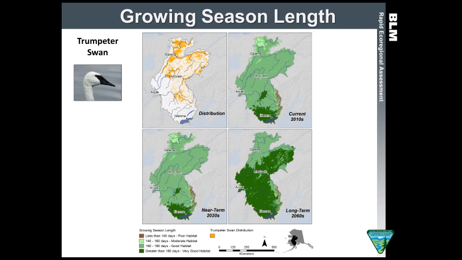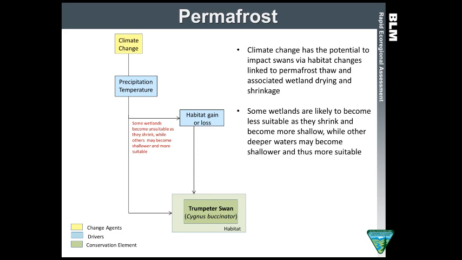And this is the graphic that I showed you yesterday, and we had a real good discussion, and I appreciate all the points that you brought up. But one of the questions while we were talking about this graphic was, what about the role of permafrost in trumpeter swan ecology? And so based on what we found from the literature, we posited that climate change has the potential to impact swans via habitat changes linked to permafrost thaw and associated wetland drying, and that some wetlands are likely to become less suitable as they shrink and become more shallow, while other deep water may become shallower and thus more suitable.